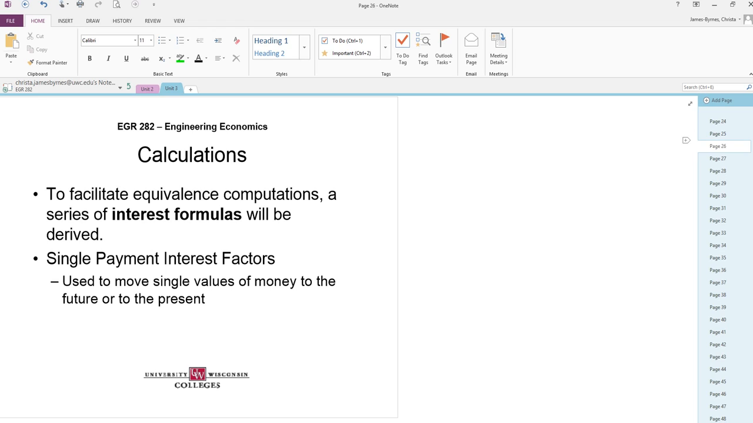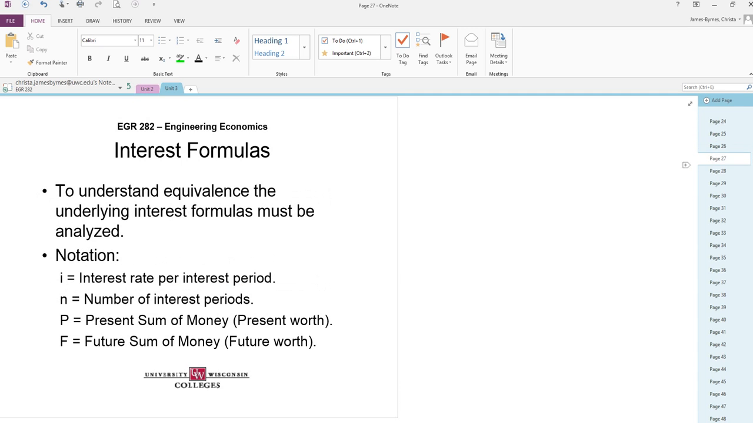The reason they're called single payment is because we are moving single values of money, one chunk of money, one chunk of change, a lump sum payment. We are just moving one thing. Okay, here remember to review our notation.